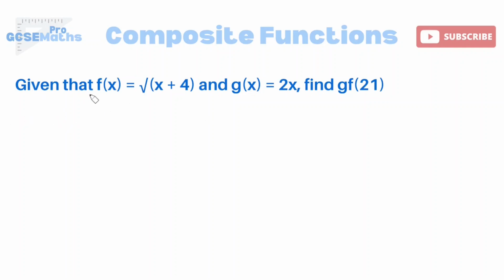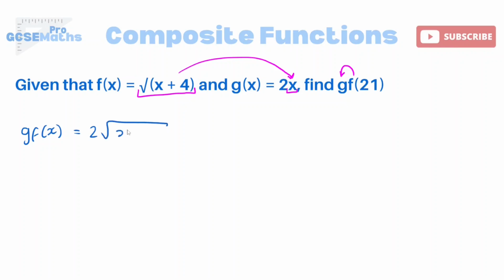So we've got here, given that f of x is equal to the square root of x plus 4, and g of x is equal to 2x, find g of f of 21. So first we're doing the function of f into g, aren't we? So the whole of f is going to go where we see an x in g. So g of f of x would be 2 times root x plus 4 basically, isn't it? Then you could sub in the number, which is 21.